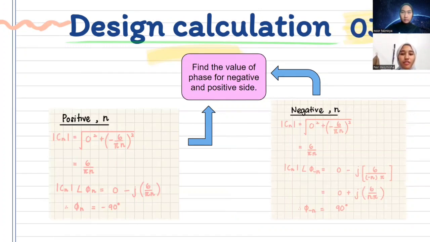Next, for the value of the phase for the negative and positive sides, we use the formula square root of x squared plus y squared. For the positive side, we get the phase of negative 90 degrees, and for the negative side, we get the phase of positive 90 degrees.